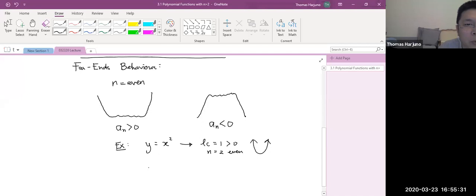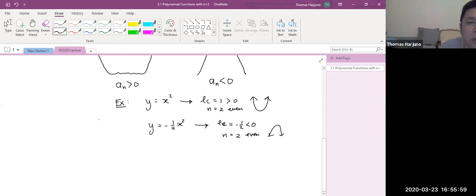While if I put y equals negative 1/2 x squared, like the one you have in your test, as I remember, the leading coefficient is negative 1/2, which is negative, and because the degree is even, then it will be a parabola facing down. Now, those are things that we basically already know.